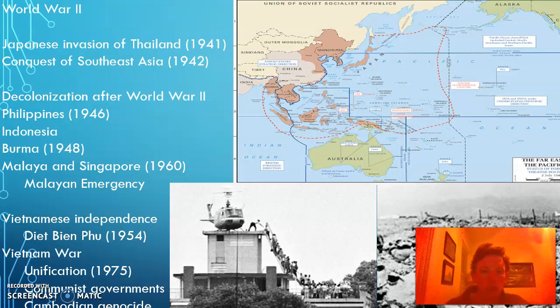All direct European rule in Southeast Asia ended in 1984, when the British finally left their last territory in Brunei. That's pretty recent when you think about it. Less than 40 years ago, there was still European rule of Southeast Asia.